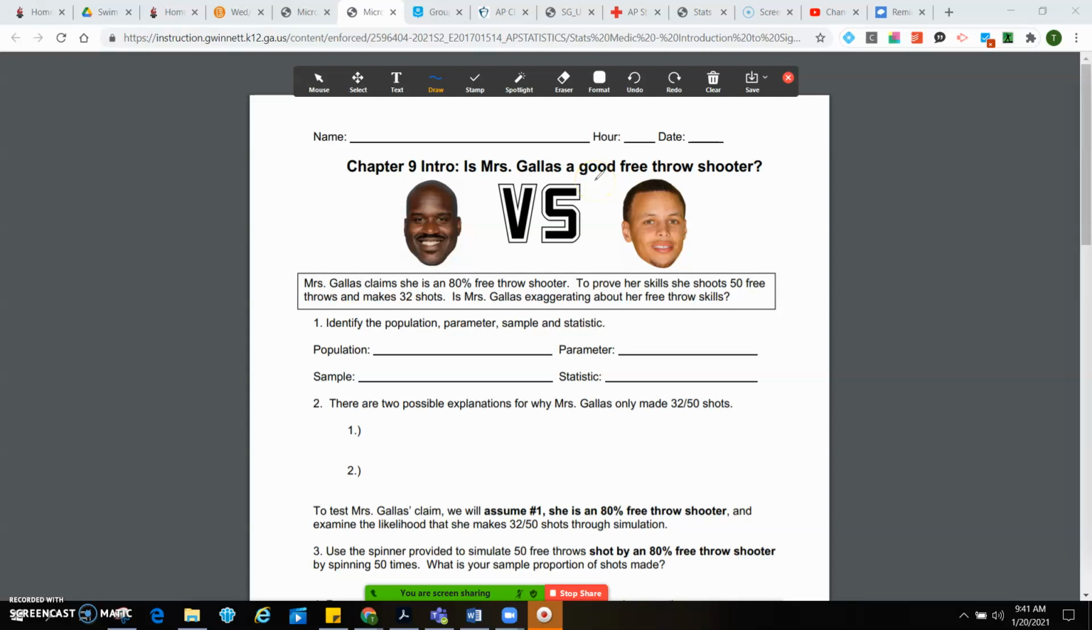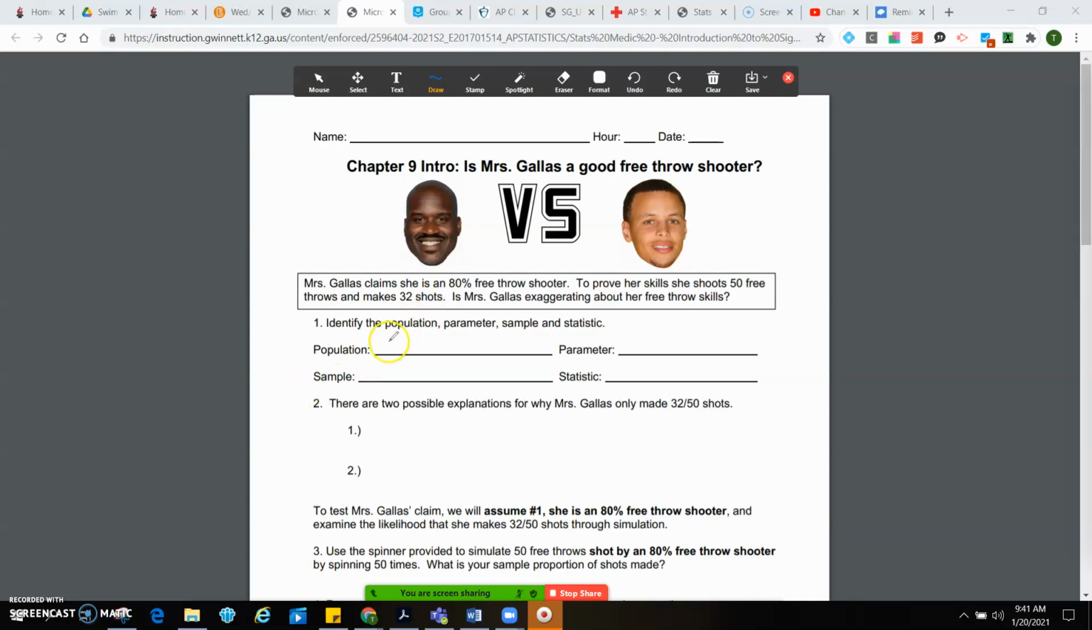Okay, so is Miss Gallus a good free throw shooter? First of all, it's not a picture of Miss Gallus. That's a picture of Shaq. Miss Gallus claims that she's an 80% free throw shooter. To prove her skills, she shoots 50 free throws and makes 32 shots. Is Miss Gallus exaggerating about her free throw skills?